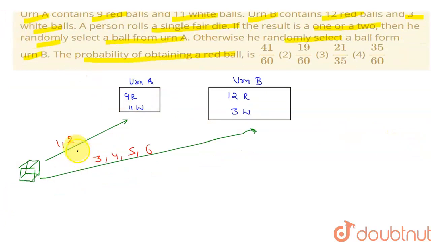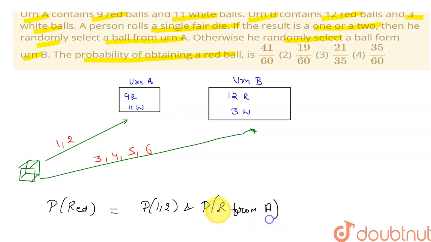So there will be two cases. Let me say the required probability of selecting a red ball will be equal to the probability that we got 1 or 2 and got a red ball from urn A, plus the second case, that I got 3, 4, 5 or 6 on the die and got a red ball from urn B. So this will be my required probability.